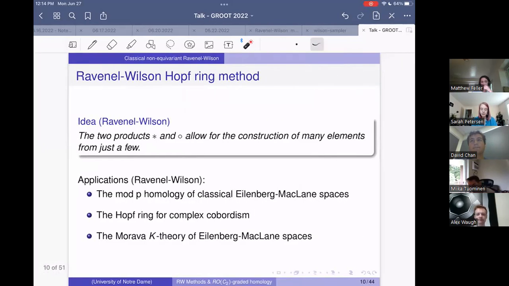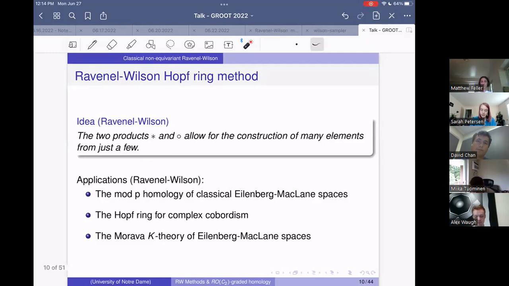So Ravenel and Wilson used these two products, the star and circle product, to construct many elements from just a few. And this was an idea they pursued in a number of applications. They used it to successfully compute the mod p homology of classical Eilenberg-MacLane spaces, the Hopf ring for complex cobordism, and the Morava K-theory of Eilenberg-MacLane spaces. So the example we'll be focusing on today will be this first one, the mod p computation.